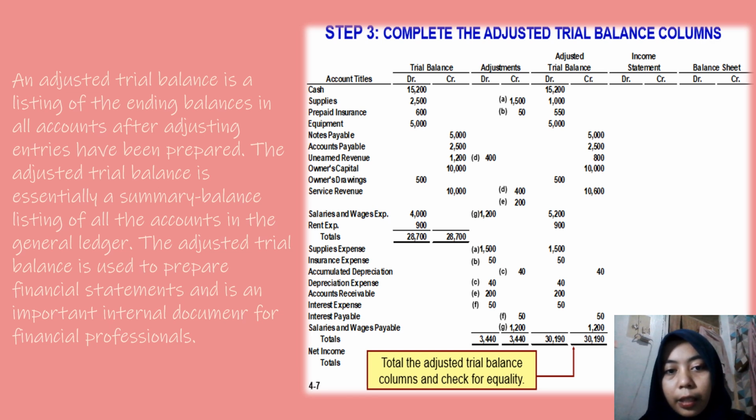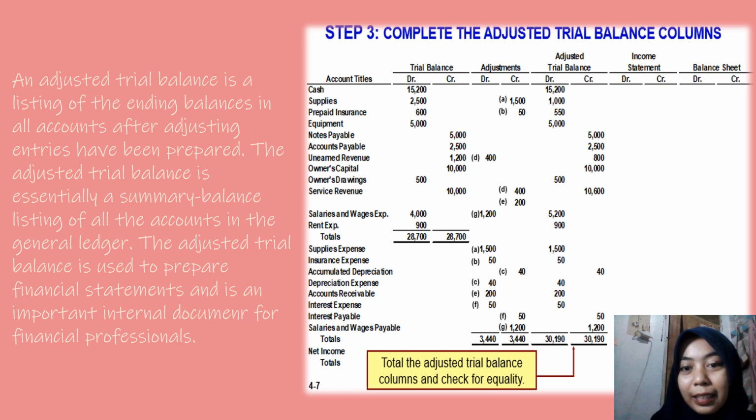For example, there is supplies in the trial balance. The amount is 2,500 in the debit, and in the adjustments is 1,500 in the credit. So if the beginning is in debit and the adjustment is in credit, you subtract, and vice versa. If the beginning is in credit and the adjustment is in debit, you subtract. But if the beginning is in debit and the adjustment is in debit, you add, and vice versa.